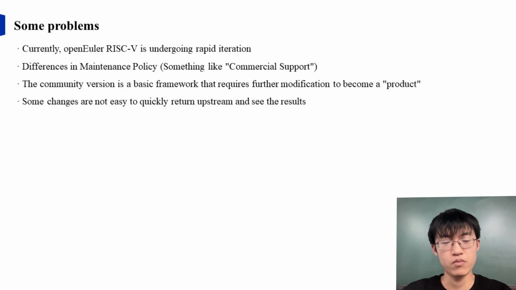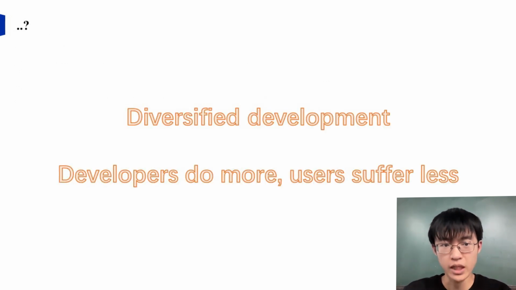There are still some problems with the current development method. openEuler RISC-V is undergoing rapid iteration. There are differences in maintenance policy, something just like commercial support. The community version is a basic framework that requires further modification to become a product. Some changes are not easy to quickly return upstream and see the results. We have diversified development. The aim is to provide end users a good experience. So, developers do more, users suffer less.